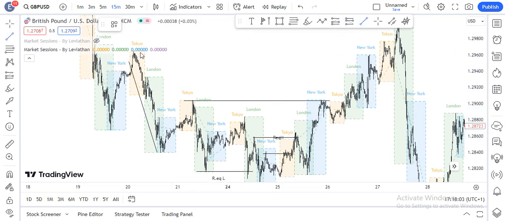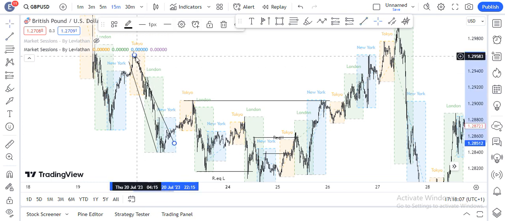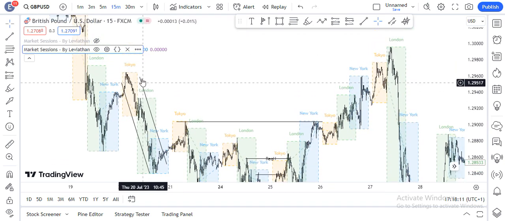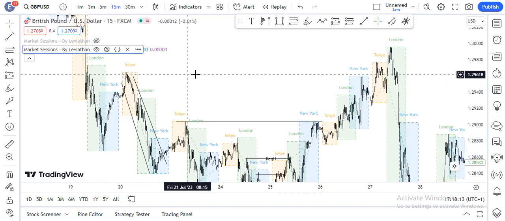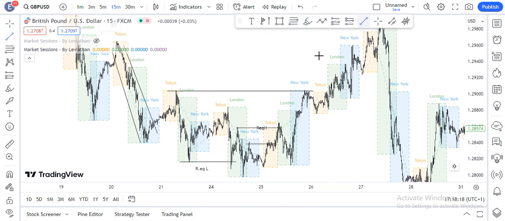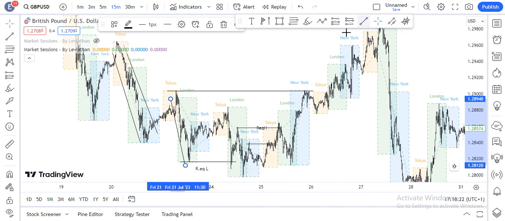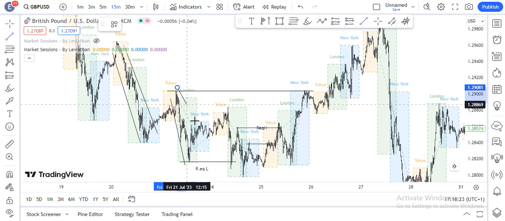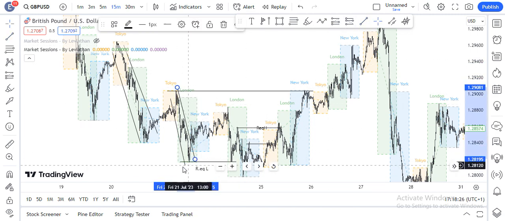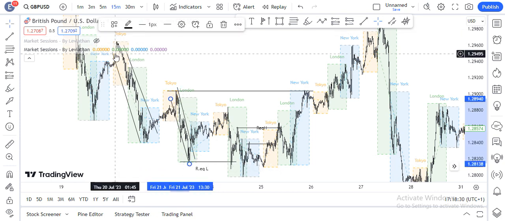I'm just going to denote this with trend lines, so at least you see what I mean when I'm talking about the liquidity. So we have this, then we have this again. Let me hide the sessions so that this will be a bit clear.